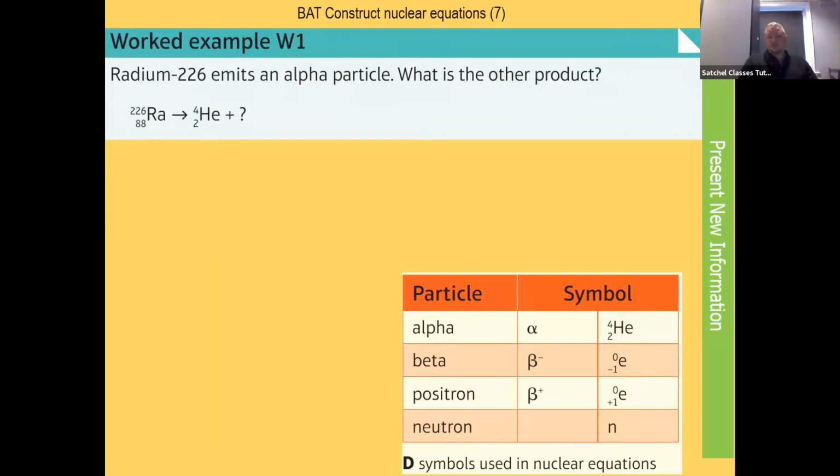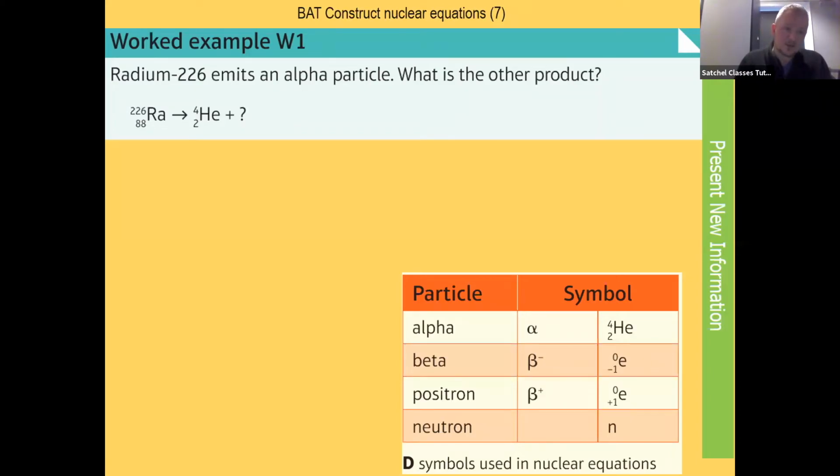So as an example, radium-226 emits an alpha particle. What is the other product? Now, radium-226, 88, the symbol's given to us there with mass and atomic numbers. And we've got the atomic and mass number of the helium nucleus. So we've got to remember that they have to balance the masses and charges on each side of that arrow. This means that if the helium has a mass of 4, then the product must have a mass of 226 take away the 4, which would be 222.